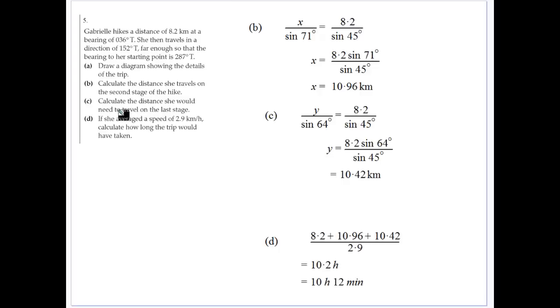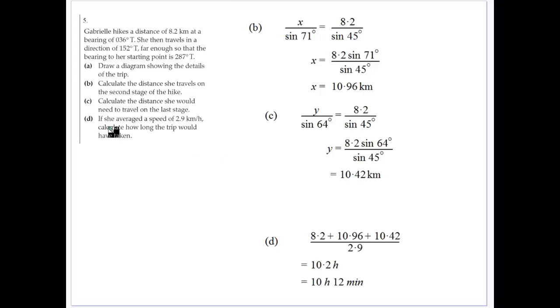In C, we said we have to go back y. Then we put y over the sine of 64, equals 8.2 on sine of 45. So we're able to calculate that she has to travel 10.42 kilometres to go back.